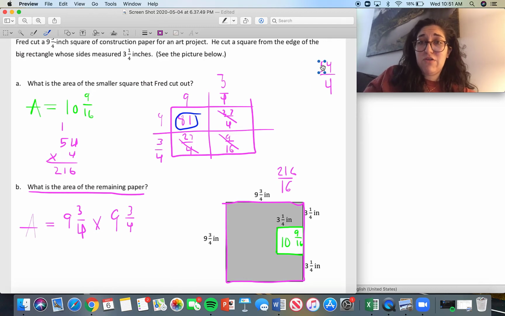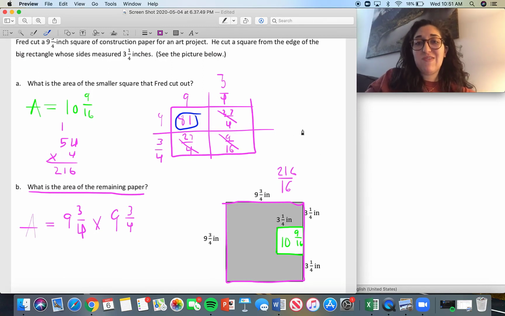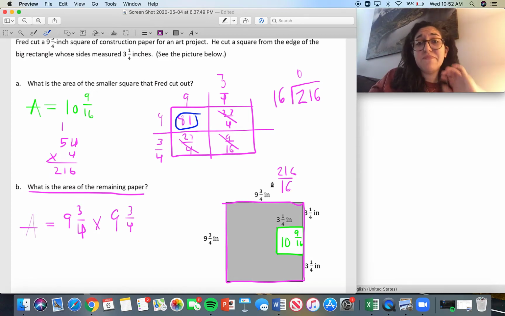Now I could add 81 and 216 sixteenths, but I'd rather break my 216 sixteenths into something easier to deal with, right? So I'm going to use my standard algorithm, and I'm going to say 16 goes into 2 0 times, because remember, this is another form of division. This is just division another way, so I can turn it into this. And if you're confused about that, come see me. I miss you. I'd love to talk to you about why we do that, all right?